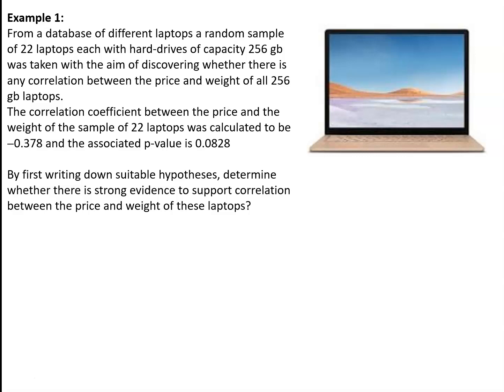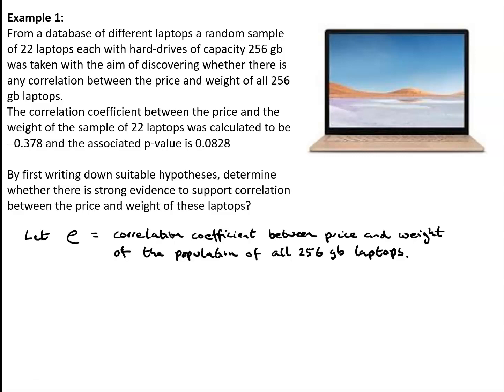So we need first of all to define our variables, so we'll let ρ be the correlation coefficient between the price and weight of the population of all 256 gigabyte laptops. Our null hypothesis is going to be that ρ is 0, the correlation coefficient is 0, there is no linear relationship between price and weight. Our alternative hypothesis is that there is a relationship, in other words that ρ is not equal to 0.